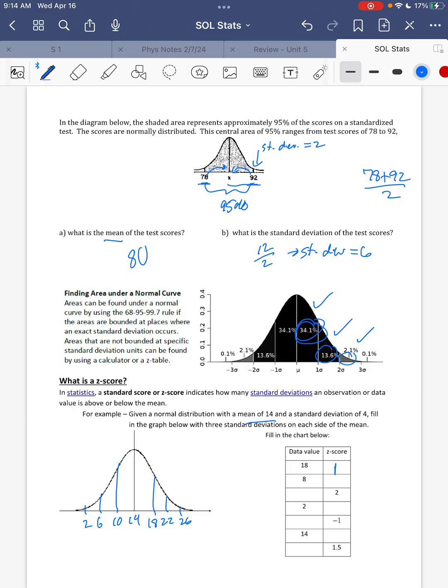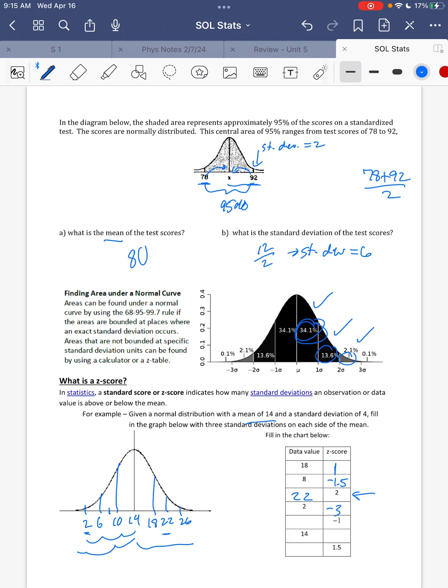But when I see 8, 8 is right here. 8 is 1.5 standard deviations below the middle. So that would be a negative 1.5. If I am 2 standard deviations above the middle, so positive is to the right, I'd be at 22. If I am at a data value of 2, so right here, I am 3 standard deviations below, so negative 3. So we're just getting a feel for what the z-scores are. So your z-score is usually a number between negative 3 and positive 3 because you're either 3 below or 3 above.